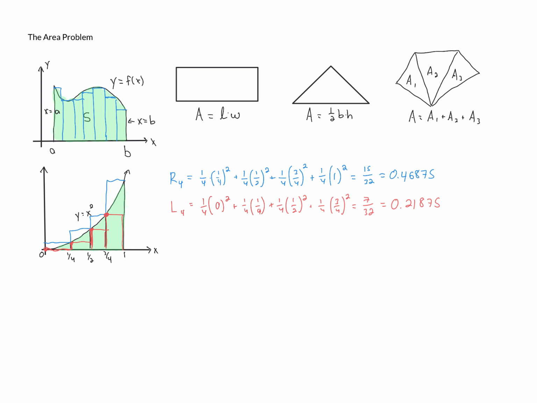They're very different numbers, so they're not great approximations because the right-handed rectangles included too much area, and the left-handed rectangles didn't include enough area. It kind of cut out things. So in the end, we know the area is actually between these. We can say 0.21875 is less than the area, which is less than 0.46875. So we know the area is in between these two numbers. Those are both approximations for the areas, but it's somewhere in between those.